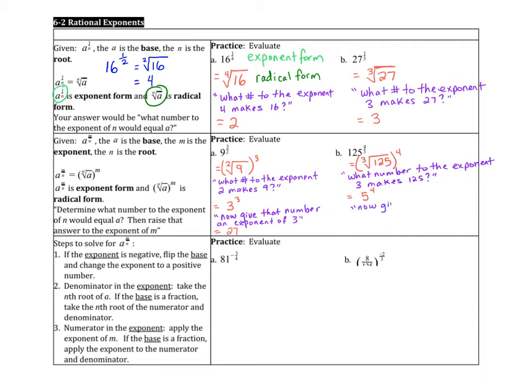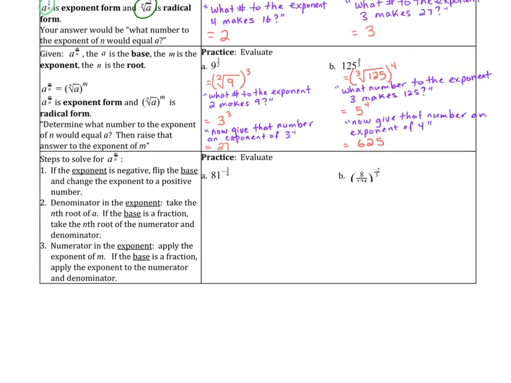Now give that number an exponent of 4. And 5 to the 4 is equal to 625.